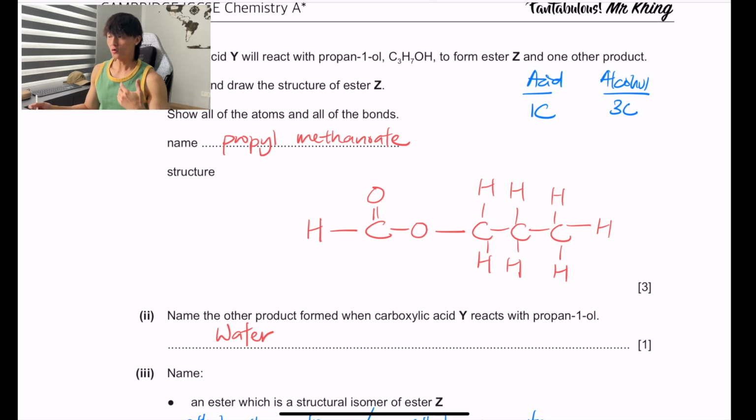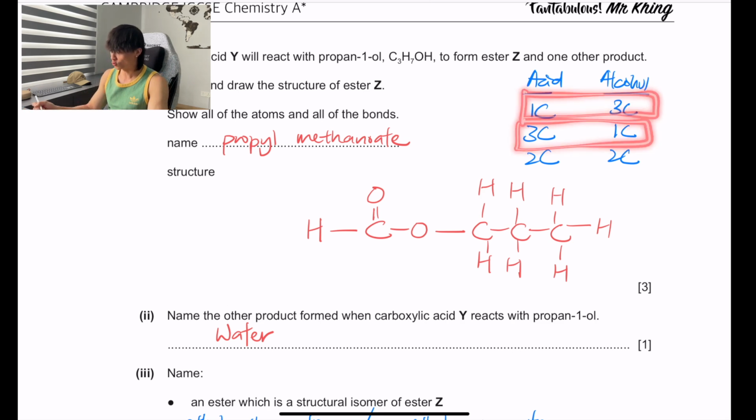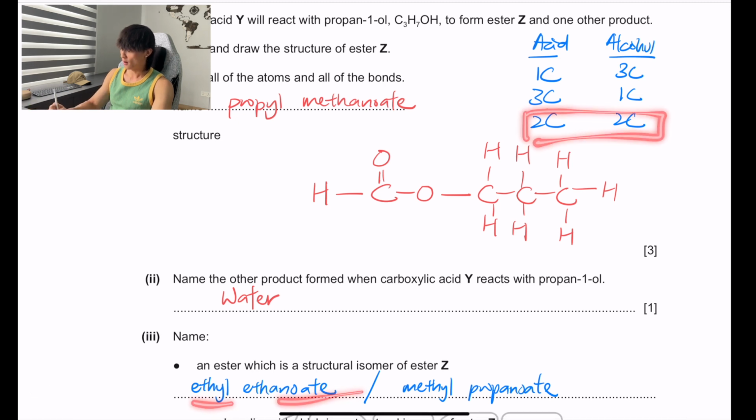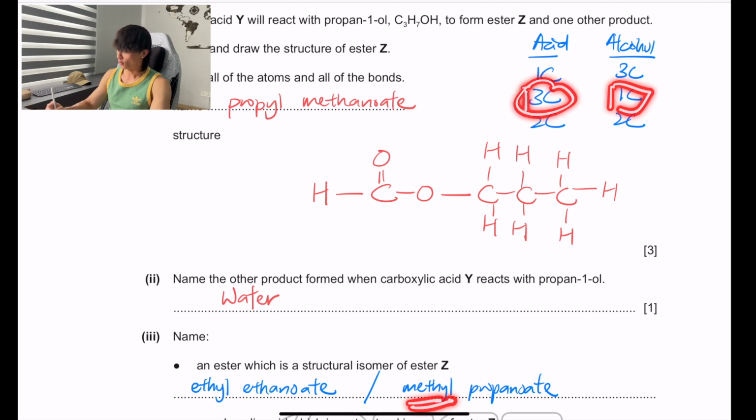All right, so isomers for this one, it can be like what? Acid part 3 carbon, alcohol 1 carbon, or acid 2 carbon, alcohol 2 carbon. See, total there are 4 carbon in the compound. So which means the answer can be ethyl ethanoate or methyl propanoate.